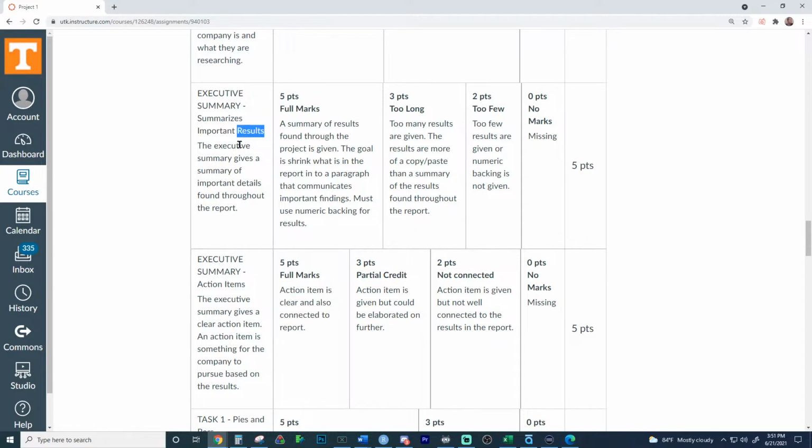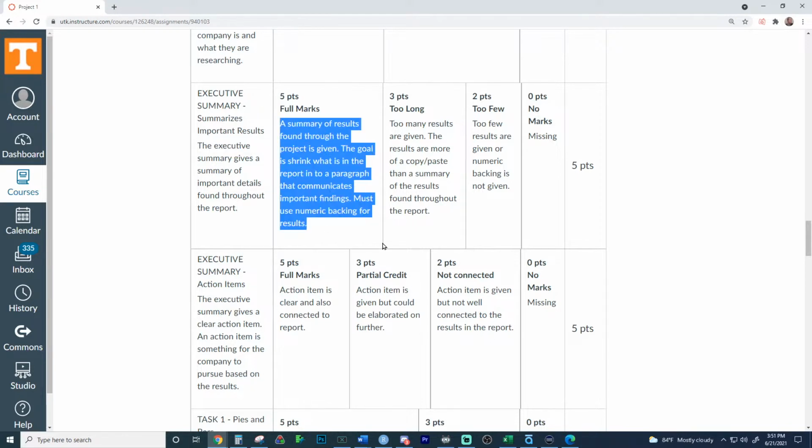And this right here says summarize results. The executive summary gives a summary of important details found throughout the report. And this is the full points version of what you do. A summary of results found throughout the report is given. The goal is to shrink what is in the report into a paragraph that communicates important findings, must use numeric backing for results.